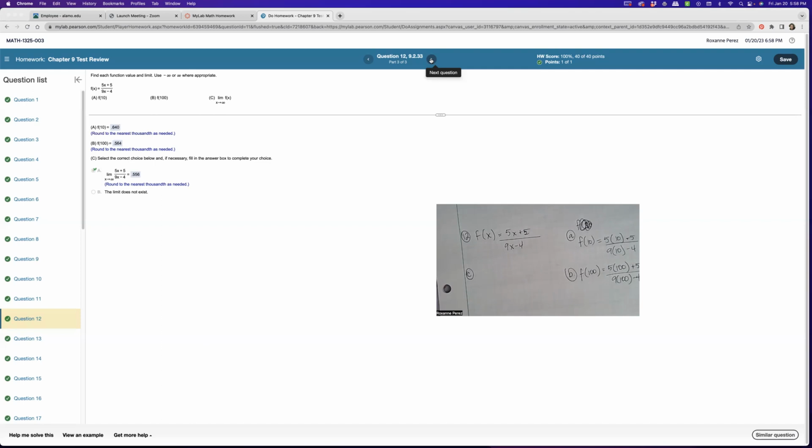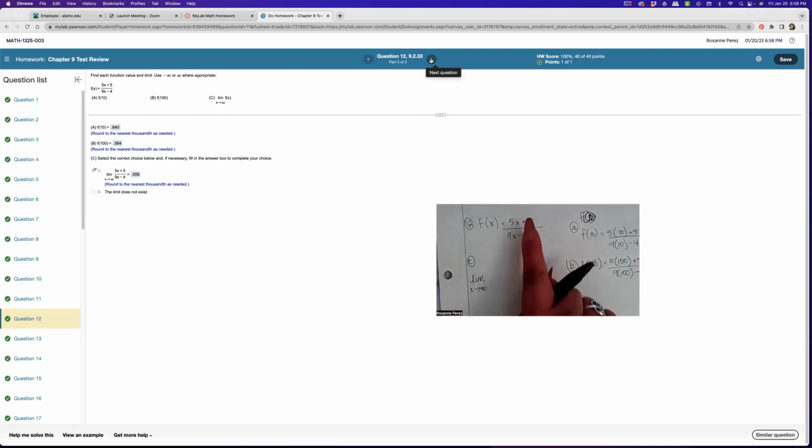An easy way that you can do this is, as the limit of x approaches infinity, the plus 5 and the minus 4 become so minute that you can just omit those. And we're just going to analyze our two leading terms from the numerator and the denominator. So we're just going to evaluate 5x divided by 9x.